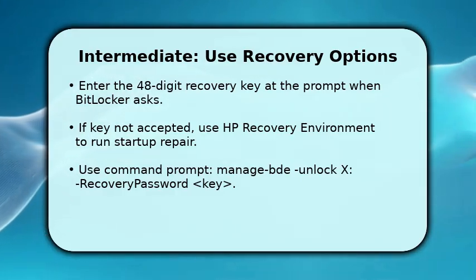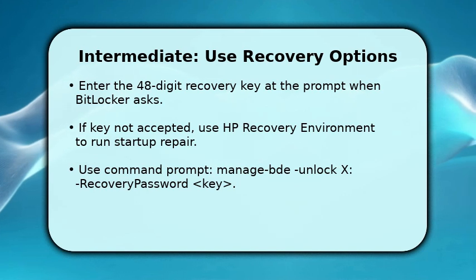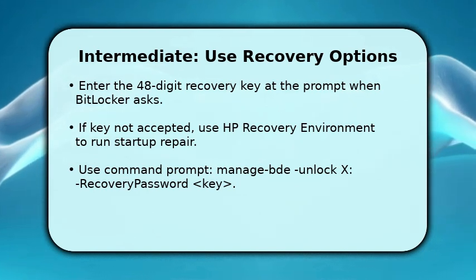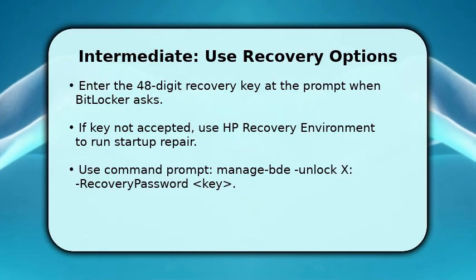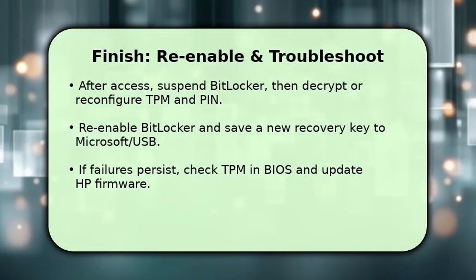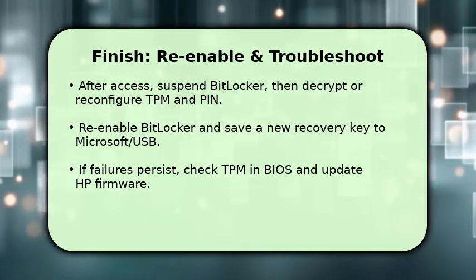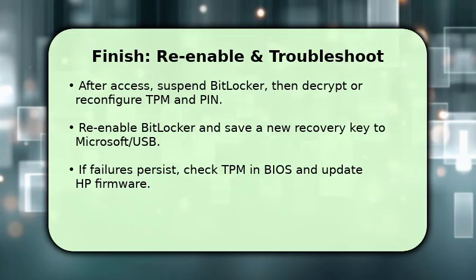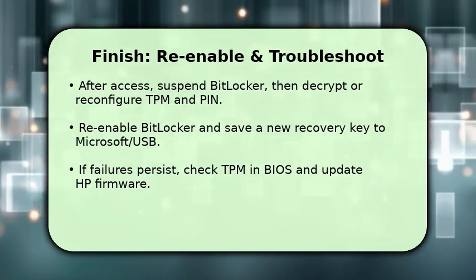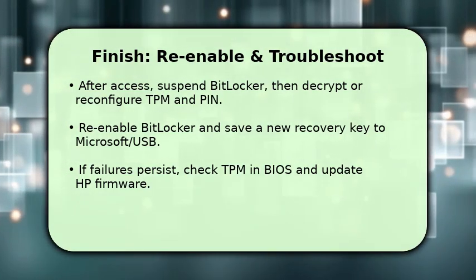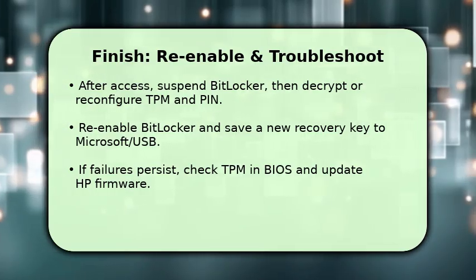Make sure drive letters match, and once you regain access, suspend BitLocker from Control Panel or Settings to prevent repeated prompts while you fix TPM or PIN issues. Next, decrypt or reset your TPM and set a new PIN if needed. Then re-enable BitLocker and immediately back up the new 48-digit recovery key to your Microsoft account or a secure USB.